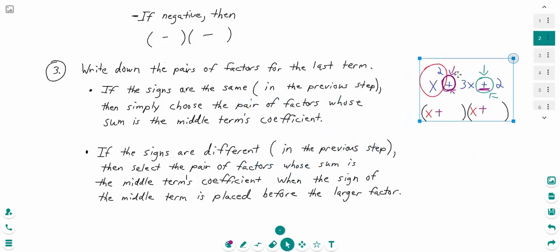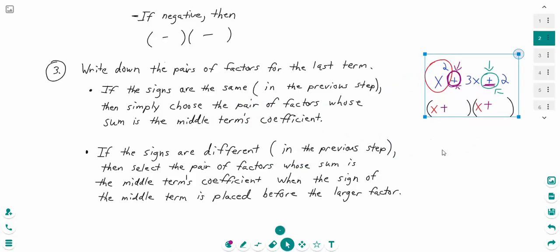There we go. Okay, so we'll put this over here. All right, so let's just read through this step 3, and then you can write it down in your notebook, and then we'll use step 3 to continue working this problem.